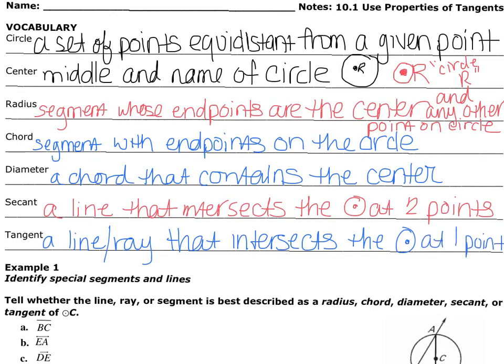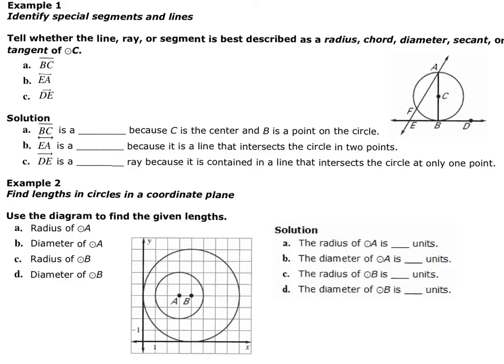All right, great. So let's see what these look like now. We're going to identify the special segments, and tell whether the line, ray, or segment is best described as a radius, chord, diameter, secant, or a tangent. So if we look at BC, BC is a segment, because you notice the symbol on top is a segment. It's very important to pay attention to the symbols on top of the letters, because remember, secants are lines, and tangents can be lines or rays.